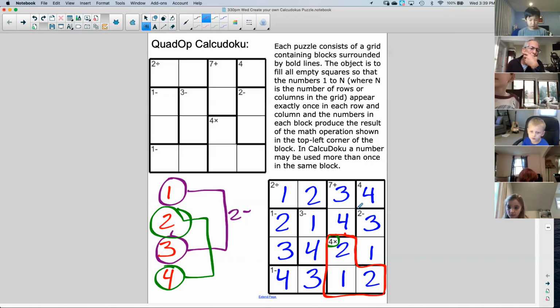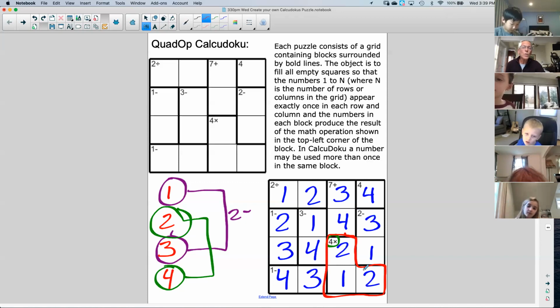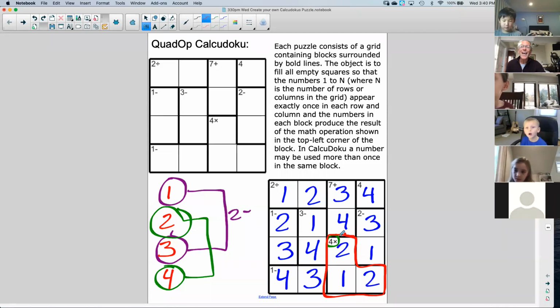Yeah. So 2 times 2 plus, no. I was gonna say plus 1, but well, wait, it's all times. 2 times 2 is what? 4. And 4 times 1 is? 4. Right. And that's what that means.